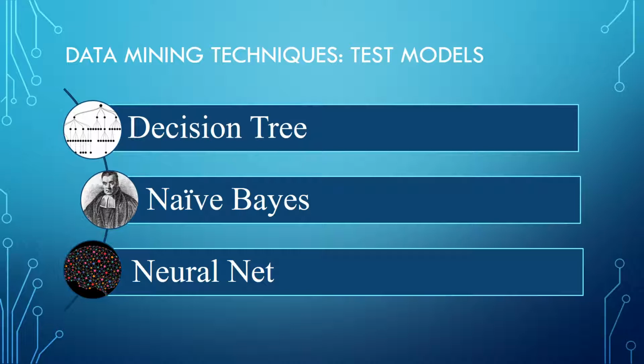As I said before, we know the target variable, which is whether it went on backorder, and therefore we're going to build a supervised learning model. For this, we're going to use decision tree, naive Bayes, and neural net. This will guide us throughout the model so we can see which one gives us the best result.